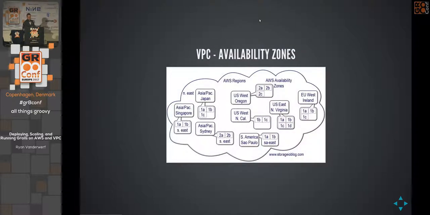And then here's how availability zones go into that. So you've got your region, this is a region here, and then we've got availability zones in here. So this one's got, for example, three. Japan's got three. U.S. East has got four. And that's how they're broken up.